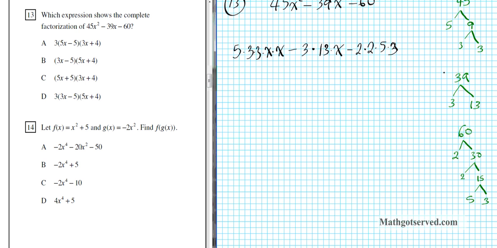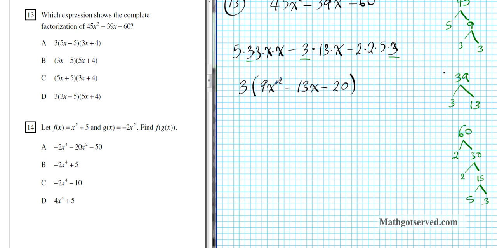All right, so what is common in all three terms? If you notice, there's a GCF. The GCF is 3. So we can extract a 3 out of the expression, which gives us 3 on the outside. And then in the parentheses, we have 3 times 3 is 9 times x squared, minus 13x, minus 2 times 2 is 4, times 5, 20.